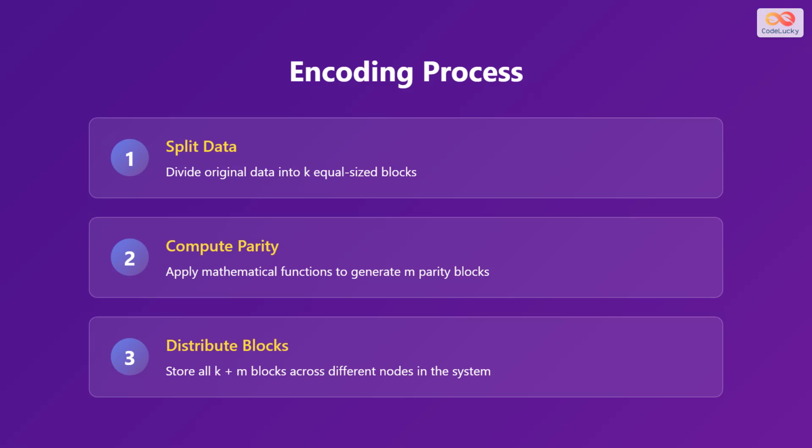Let's see how this works with a concrete example. Imagine you have 12 gigabytes of data. You first divide it into 4 fragments of 3 gigabytes each. Then, using mathematical algorithms, you generate 2 additional redundancy fragments. So you have 6 fragments total, each 3 gigabytes in size. These 6 fragments are distributed across 6 different storage devices. If any 2 devices fail, the remaining 4 fragments contain enough information to reconstruct all the original data through mathematical calculations.